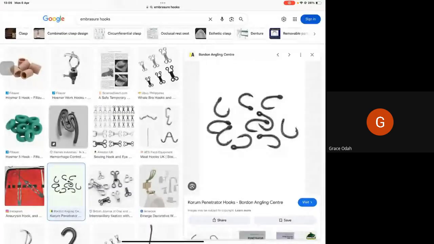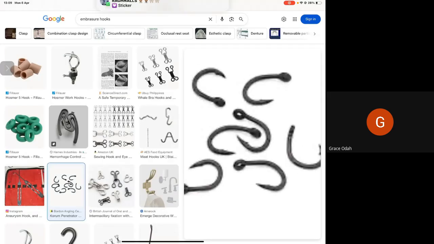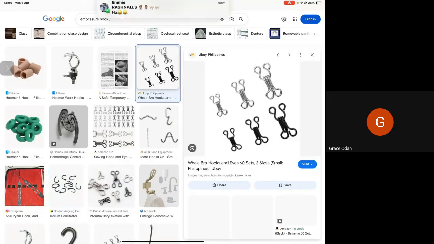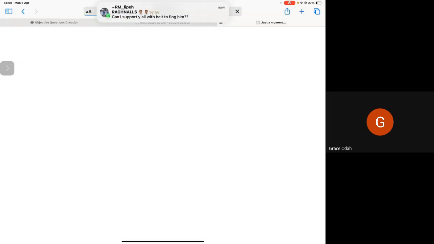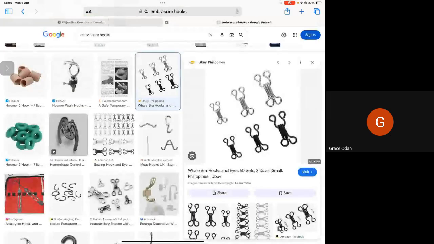Okay, ma. I think I found a picture of something like the embrasure hook. If you don't mind me sharing my screen. Yeah, let's see. Okay, can you see my screen, please? So it actually looks something like this, but for a clearer picture, I think this should be clearer. It looks like this basically, but we don't do two parts like this. It's just one side.